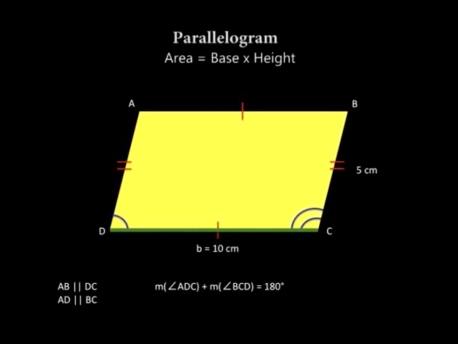One thing to remember is that the height of a parallelogram must be perpendicular to the base. The height is the distance between the parallel lines and can be placed anywhere inside or outside the figure as long as it's perpendicular to the base. In this parallelogram, the height is 4 centimeters, so the area is 10 times 4, which gives us 40 square centimeters.